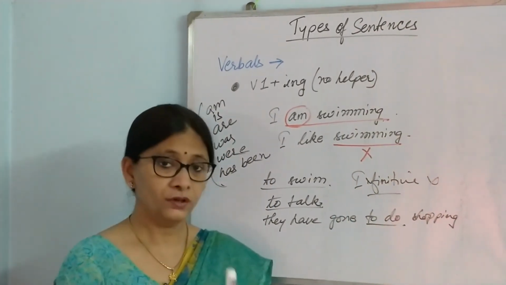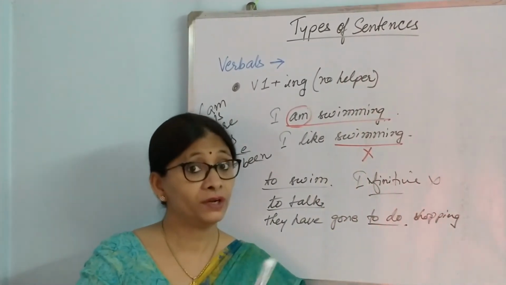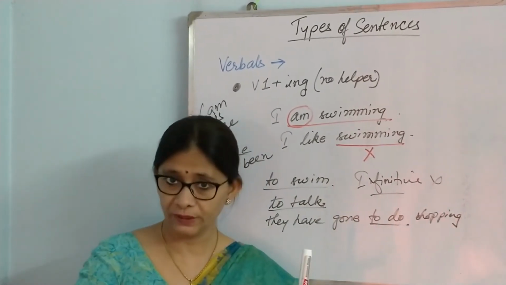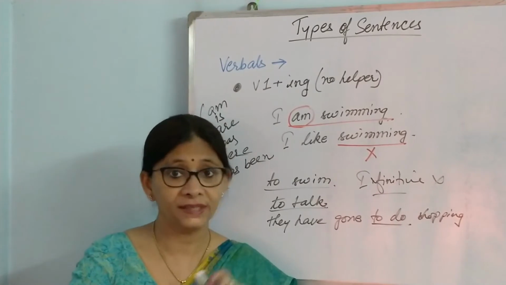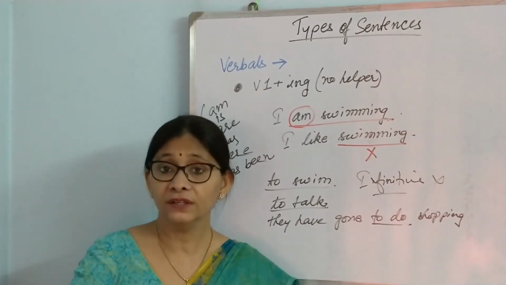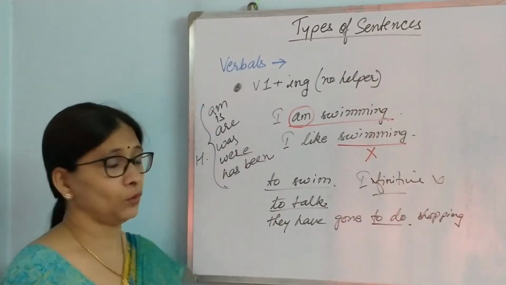So just keep in mind, we will avoid to V1. We will avoid V1 ing if not preceded by a helper. These two points have to be there. Then only can we correctly locate the verb and then find out the types of sentence. Now let us quickly proceed to the types of sentence.